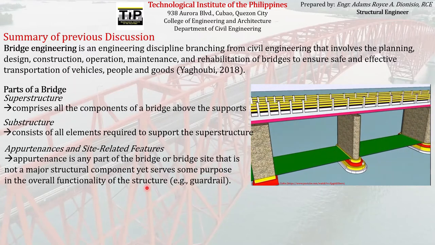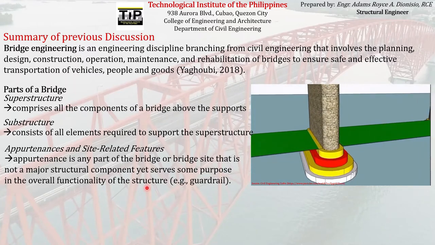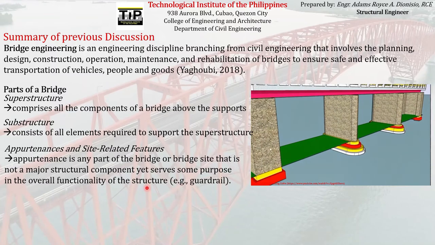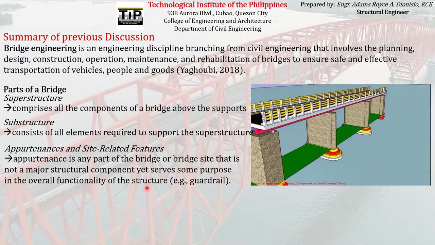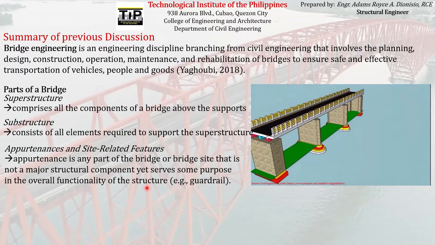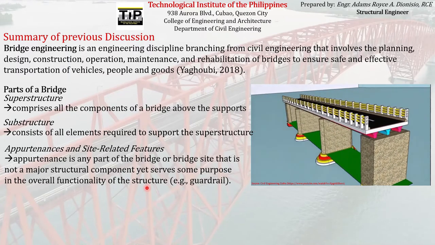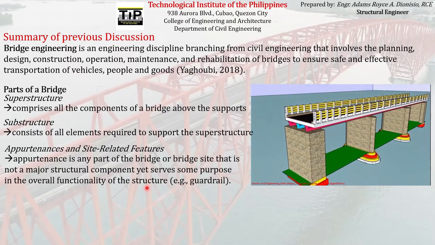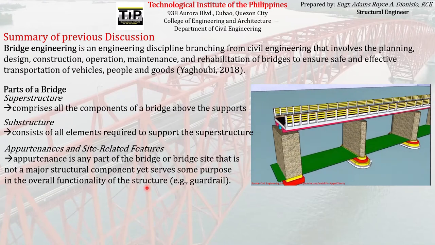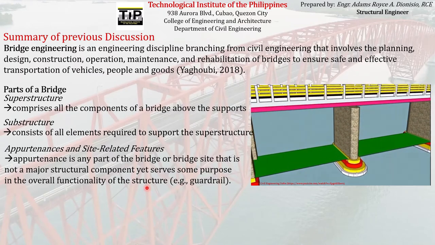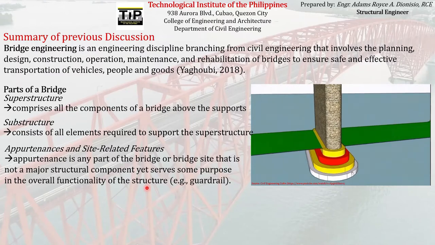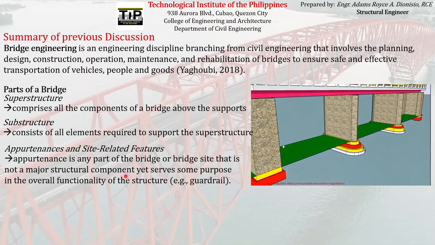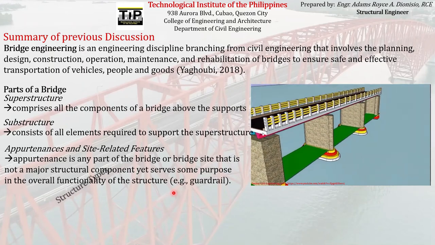Examples are the guardrails, the traffic barriers, or the bridge barriers, and so on. So appurtenances and site-related features are not a major part of the bridge with respect to the structural component, but still they serve some purpose with respect to the overall functionality of the bridge.